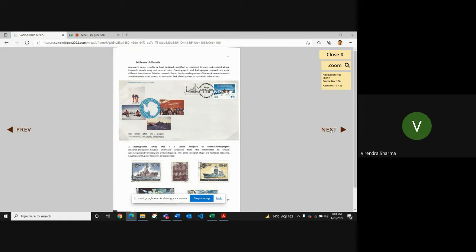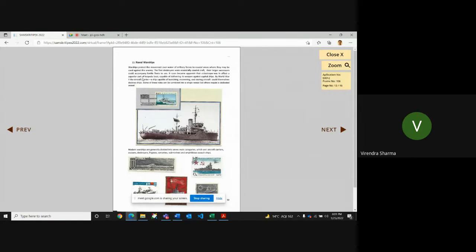Even for one independent point, you can create your entire frame itself. Like naval warship. Naval warship itself is a very big subject. You can create a frame only on the naval warship. Okay, sir.